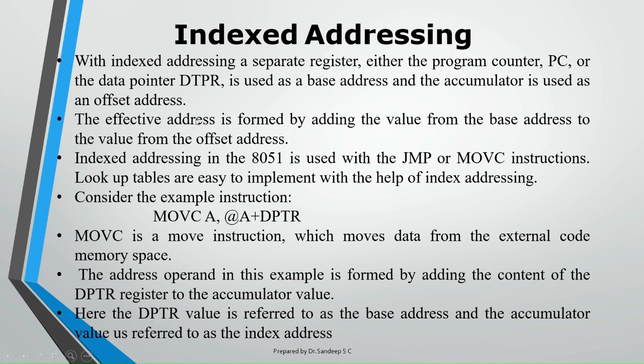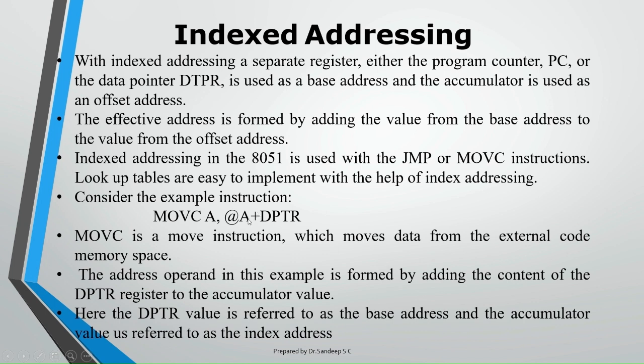Here we'll be taking an example of code memory access. As I told, we have separate instructions to access different memory locations, right? So here I am giving an example to access the code memory. The MOVC indicates it is a code memory instruction. If I write only MOV, it is data memory. If I write MOVC, it is a code memory instruction. MOVC A, which is the destination, comma, @A+DPTR.